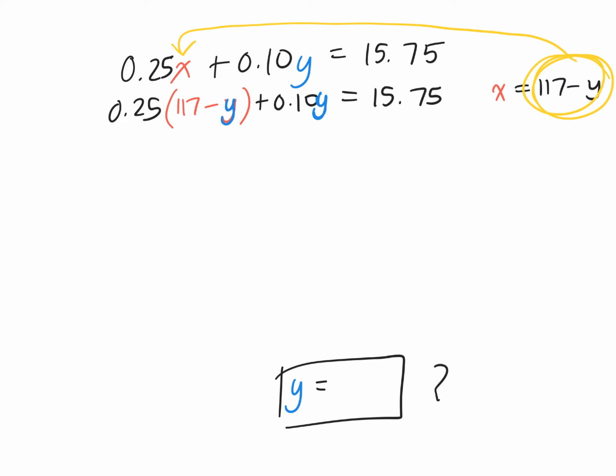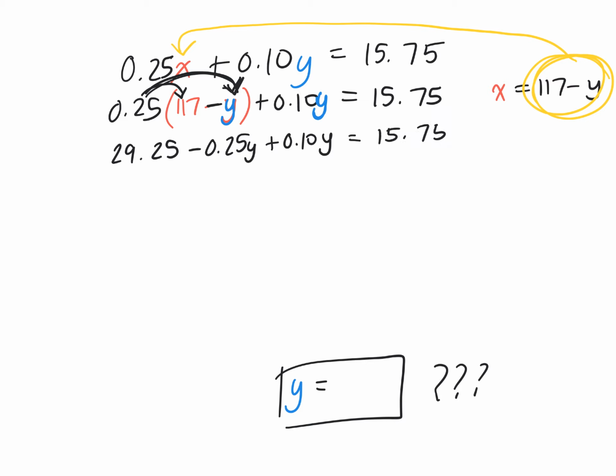That's what you're trying to find. You're trying to figure out x and y. Y represented the number of dimes. I'm trying to figure out what that answer is. How do I solve this? We have to take this and multiply it first. Remember we did this yesterday? So what's 0.25 times 117? 29.25, and then 0.25 times negative y would be negative 0.25y. Then we have the plus 0.10y equals 15.75.